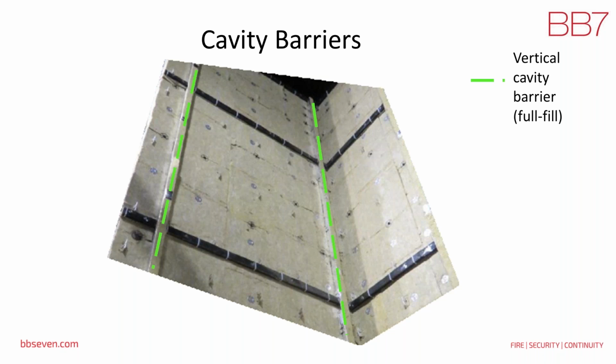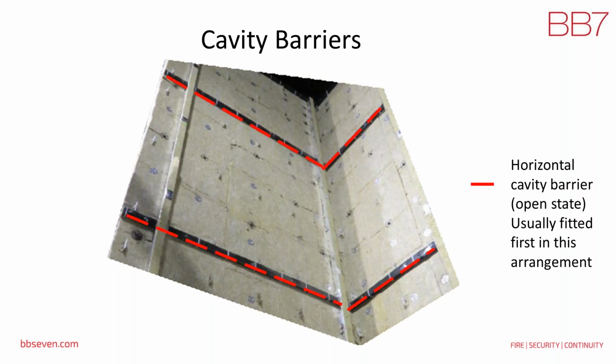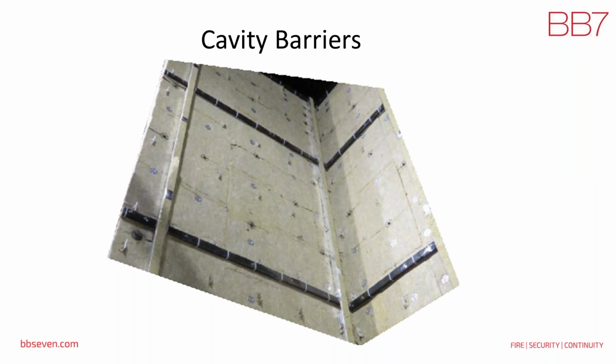So you've got vertical fire barriers, and then you've got your horizontal fire barriers. So the vertical fire barrier is fully filled, and the horizontal fire barrier has got this black material, which is an intumescent putty and is designed to start to char and expand as the temperature rises within the cavity.